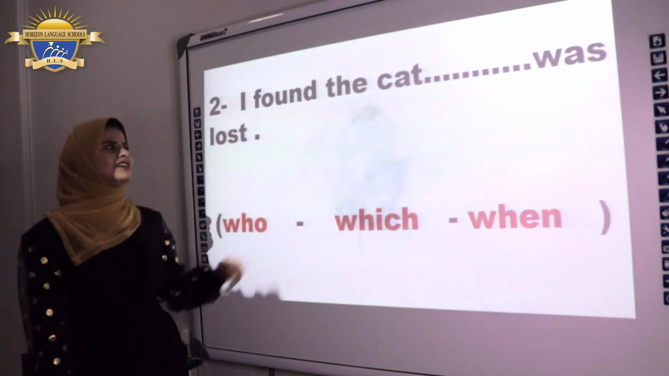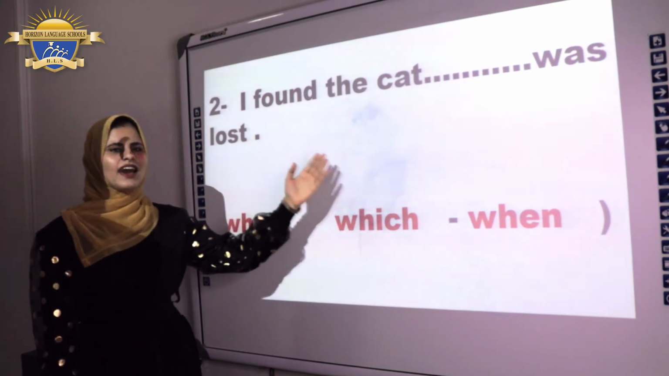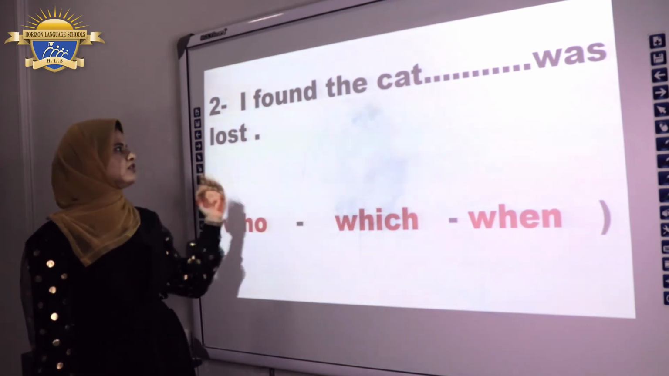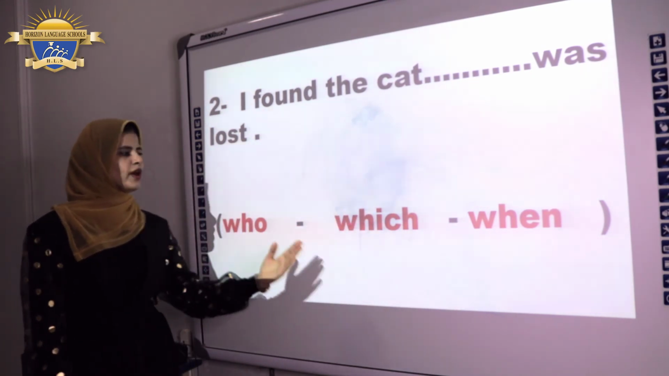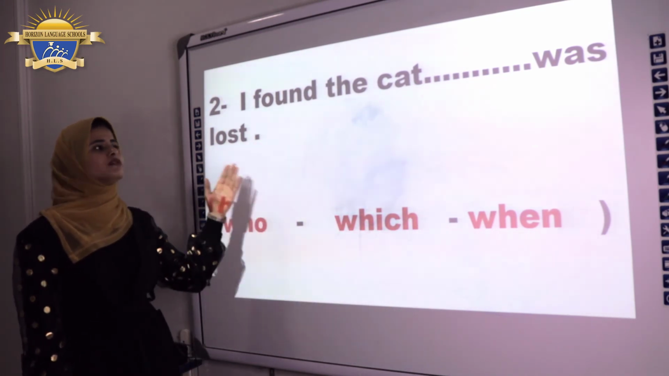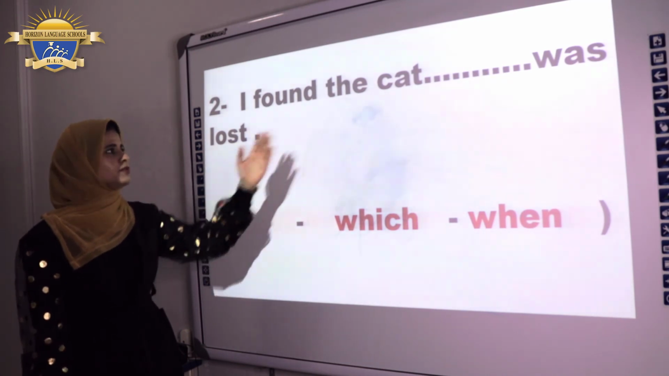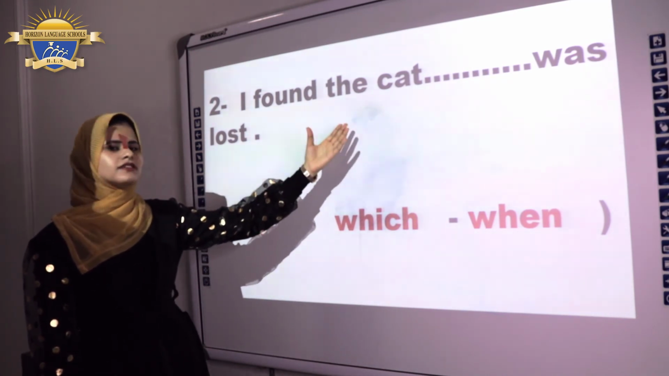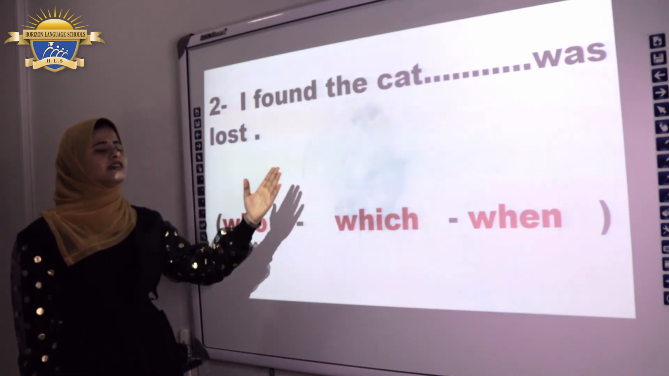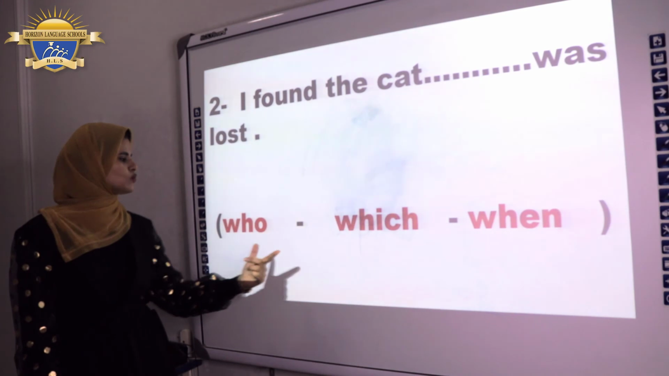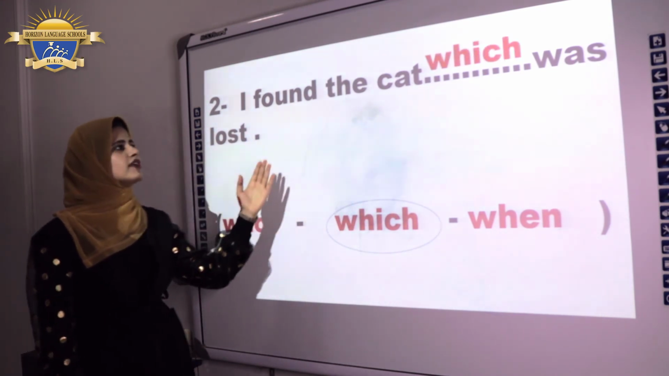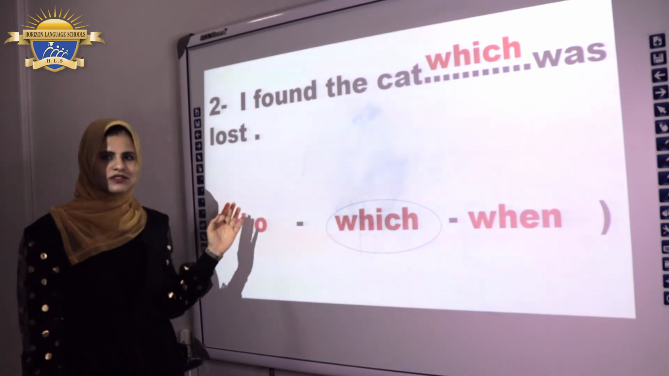It will be Peter needs a secretary who can type fast. Number 1. Okay. Number 2. I found the cat was lost. Okay. Who or which or when. Okay. If I asked you, what was lost? What was lost will be the cat. So the focus here is on the cat. So the cat here is an animal. So we can choose what? Yes, which. So it will be I found the cat which was lost.